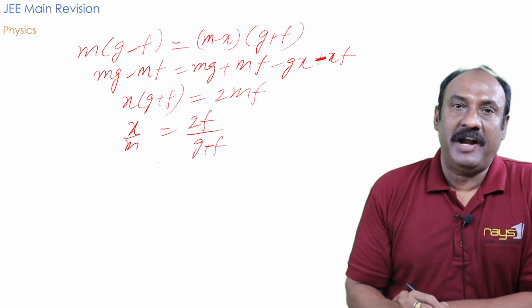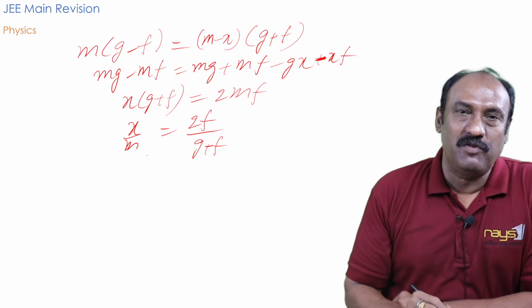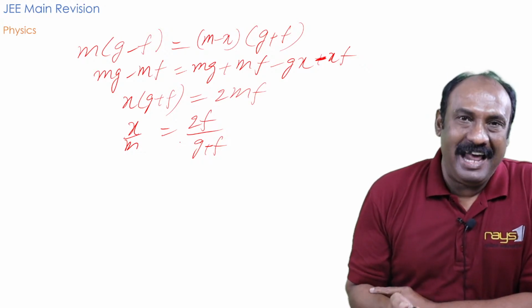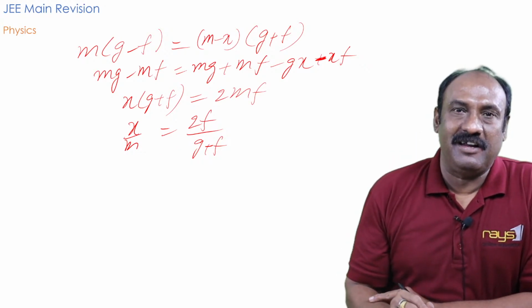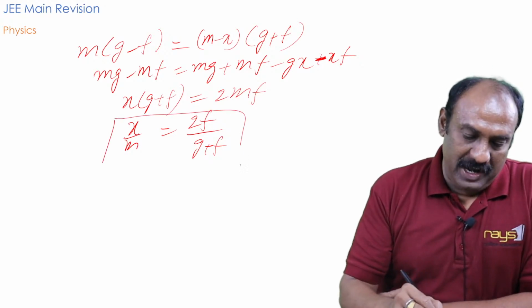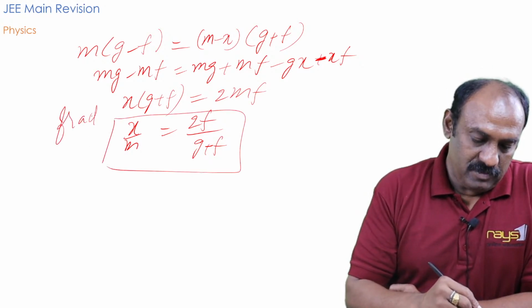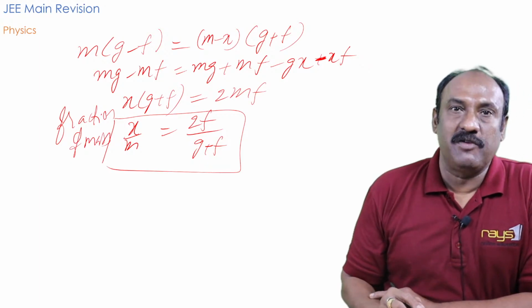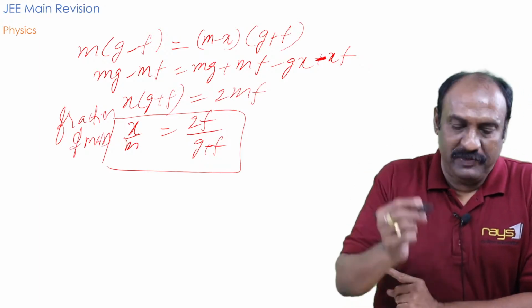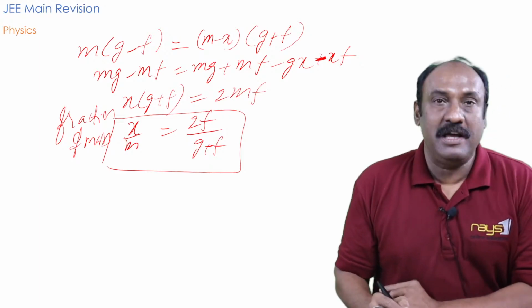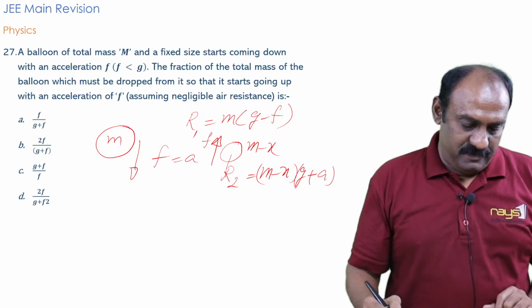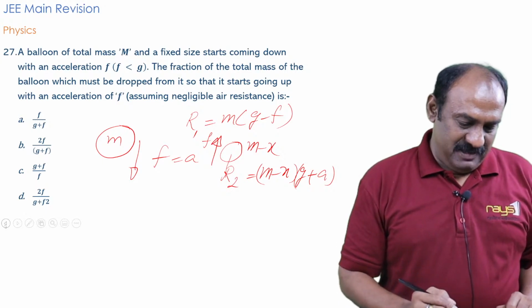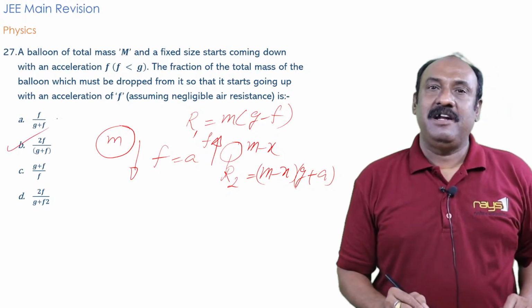So, this is the fraction of mass to be removed from the balloon so that it has to move up with an acceleration equal to f. So, this is the fraction of mass. Fraction of mass m is to be removed from the balloon so that it moves up with the same acceleration f. That is 2f by g plus f is the answer. 2f by g plus f is the answer for question number 27.